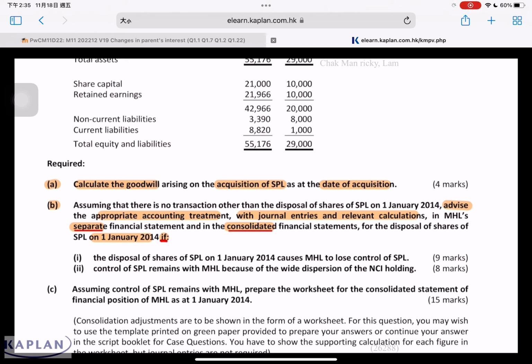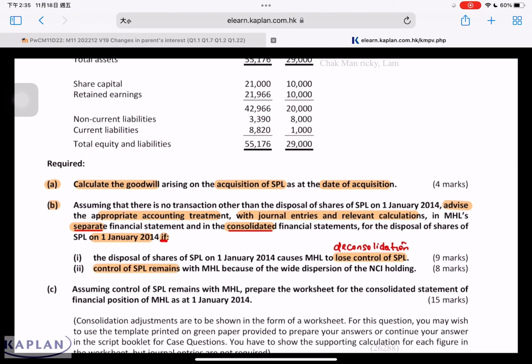The first scenario is assuming that the disposal of share on 1st Jan 2014 caused MHL to lose control of SPL. Loss of control means we must do a deconsolidation. You have to think about the step to do deconsolidation. You have to mention that, apply to questions. The second scenario is that the control of SPL remains.